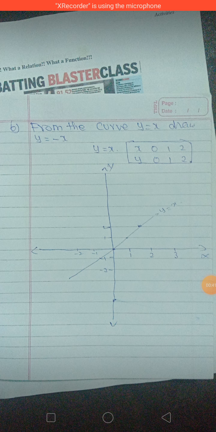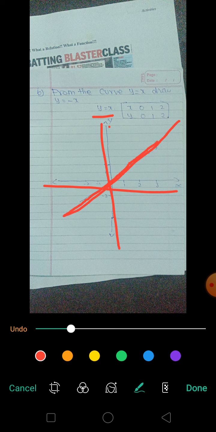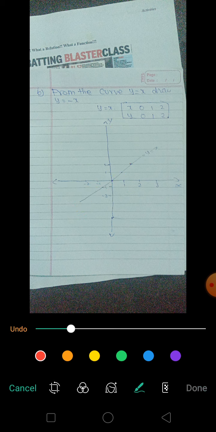How can I draw it? Look at that. This is the x axis, y axis. So y is equal to x, which means what? We need to put any three x values and you will get the y values. So 0, 0, 1, 1, 2, 2. If I put x value 0, y value is also 0; 1, y value 1; 2, y value 2. So 0 comma 0 here, 1 comma 1 here, 2 comma 2 here. It will look like a straight line passing through the origin. Okay, so this is the y is equal to x graph.